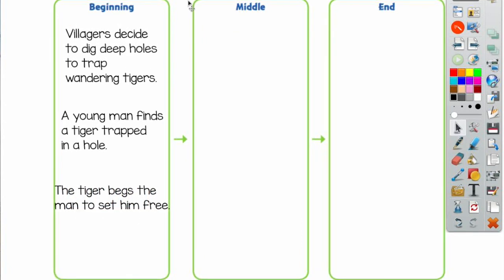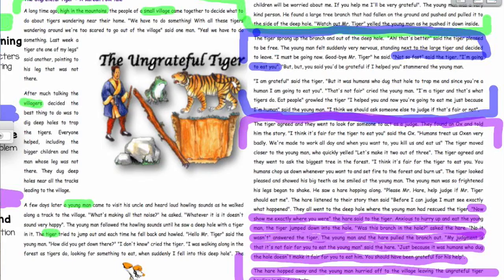These 3 events are so important in the beginning of the story, so we need to make sure we include that in our chart. Now that we've got the most important points from the beginning, let's work on the middle. In the middle of my story, I have paragraphs 4 and 5. In 4, the tiger gets out of the hole and he tells the human that he wants to eat him. And in paragraph 5, the human says that that's not fair and that they should ask different people to judge. So I'm going to include both of those events in my middle section chart.